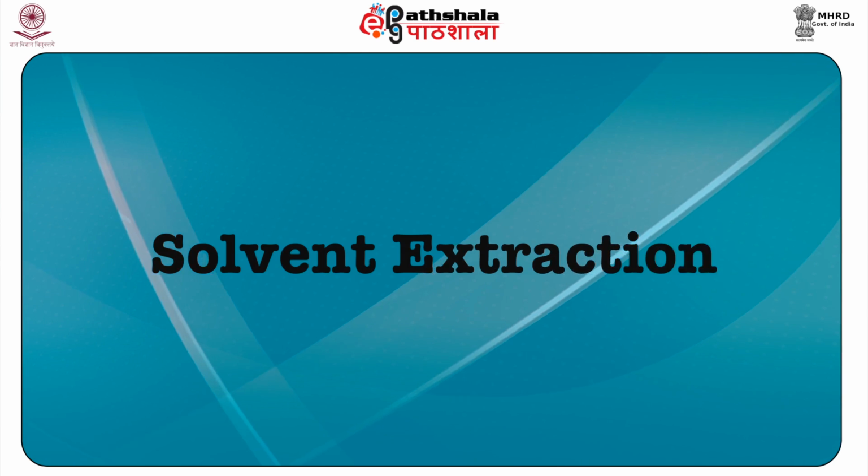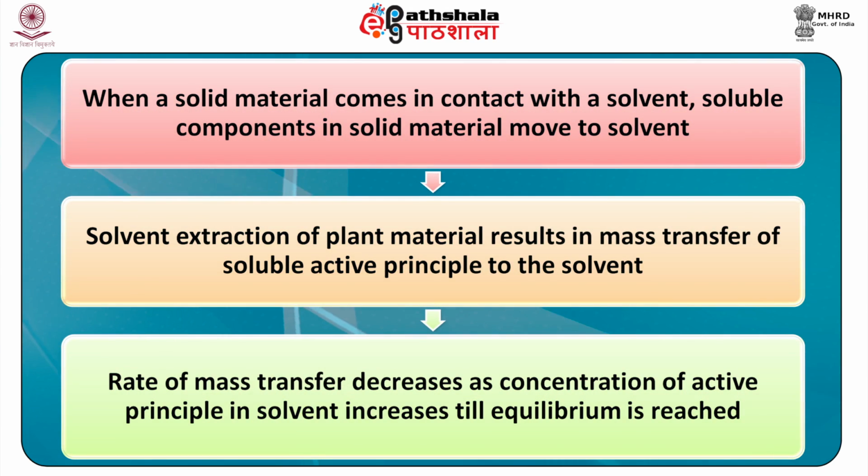Solvent extraction. The theory of solid-liquid extraction is that when a solid material comes in contact with a solvent, the soluble components in the solid material move to the solvent. Thus, the solvent extraction of plant material results in the mass transfer of soluble active principles to the solvent, and this takes place in the concentration gradient. The rate of mass transfer decreases as the concentration of the active principle in the solvent increases.